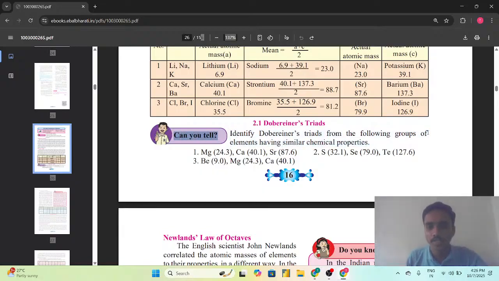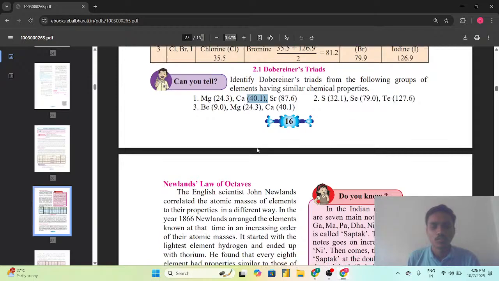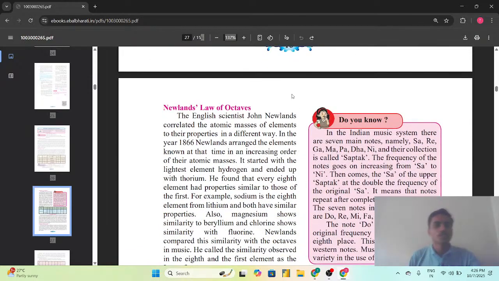So here we are having one another question. Identify the Dobereiner triad for the following groups of the elements having the similar chemical properties. So that is all we have to do. We have to take the mean of the extreme two elements, and we have to check whether the mean of the extreme two elements gets matched with the atomic mass of the middle element. So this we can perform.